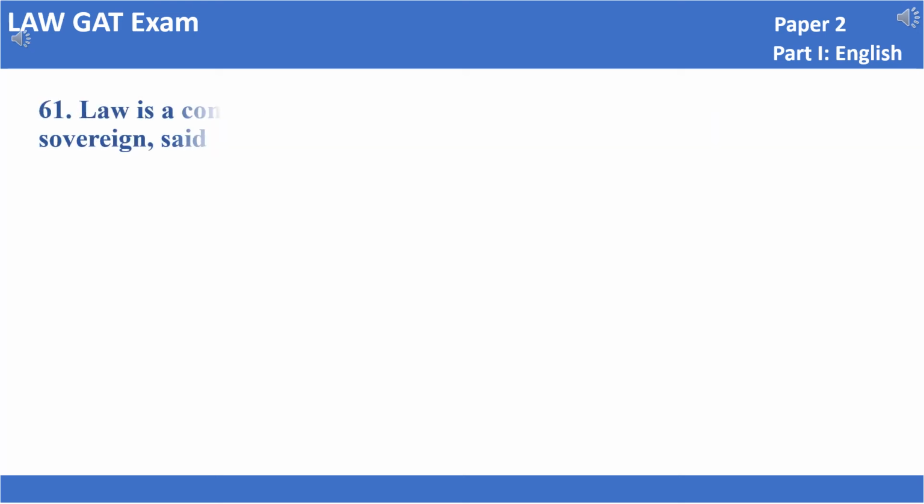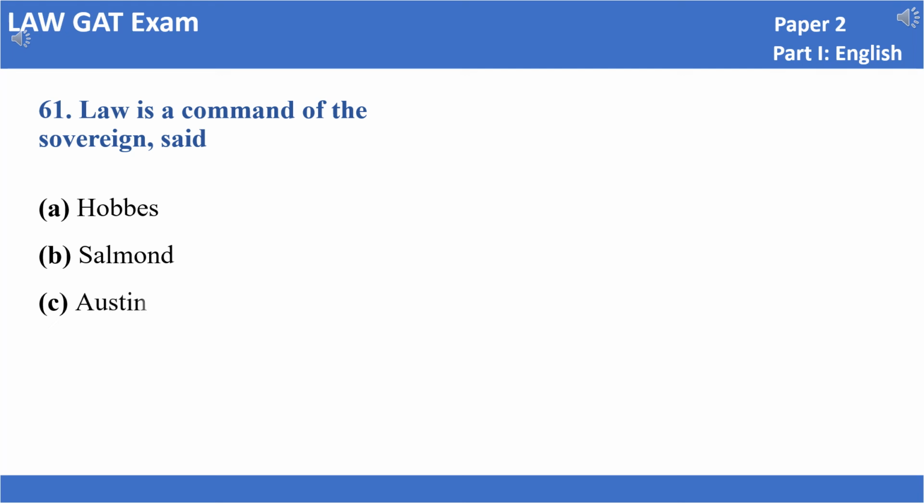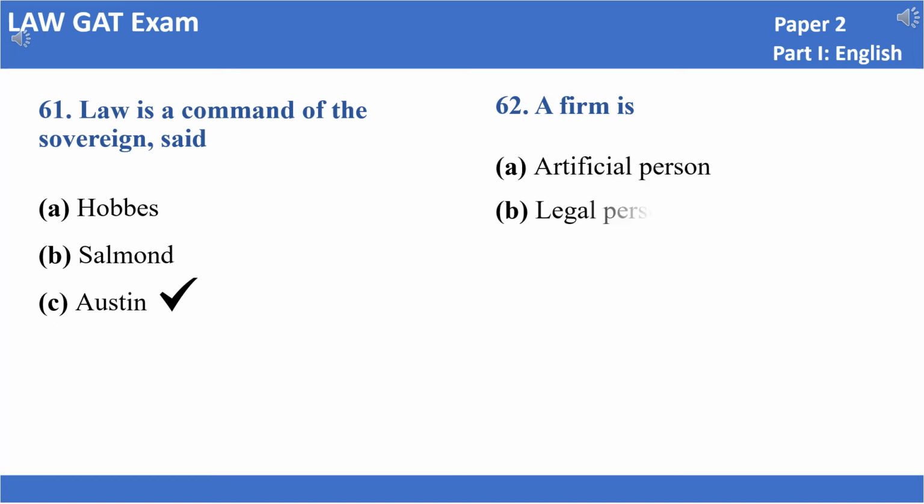Law is a command of the sovereign, said by option A, Hobbes, option B, Salmond, or is it option C, Austin? The correct answer is option C, Austin. A firm is option A, an artificial person, option B, a legal person, or is it option C, an enterprise? The correct answer is option C, enterprise.